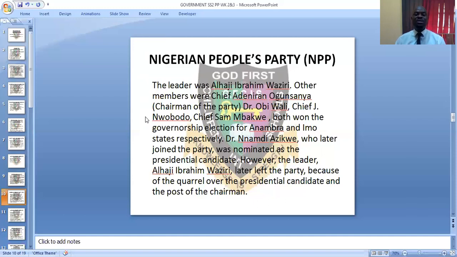As a result of the party's success, Dr. Nnamdi Azikiwe, who later joined the party, was nominated as the presidential candidate. As a result of this, the leader, Alhaji Ibrahim Waziri, later left the party because of the quarrel over the presidential candidate and the post of the chairmanship. This made the man leave the party.